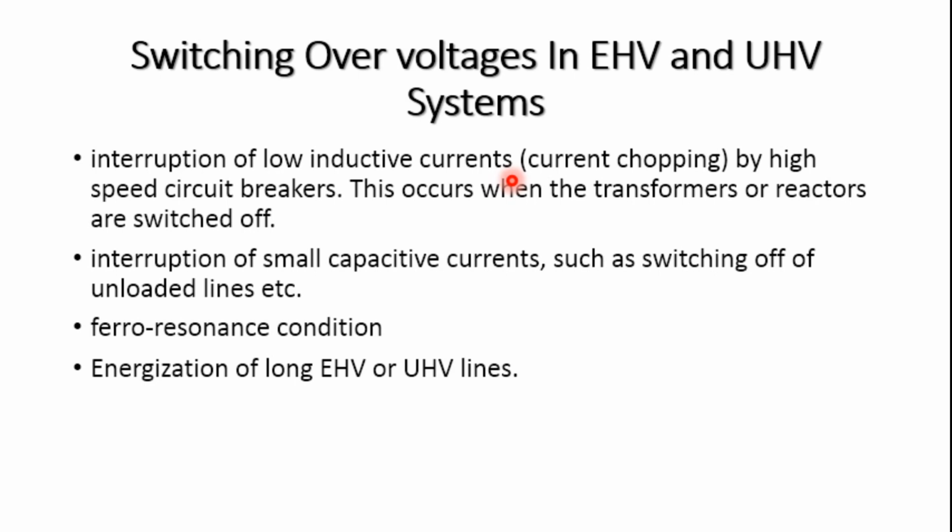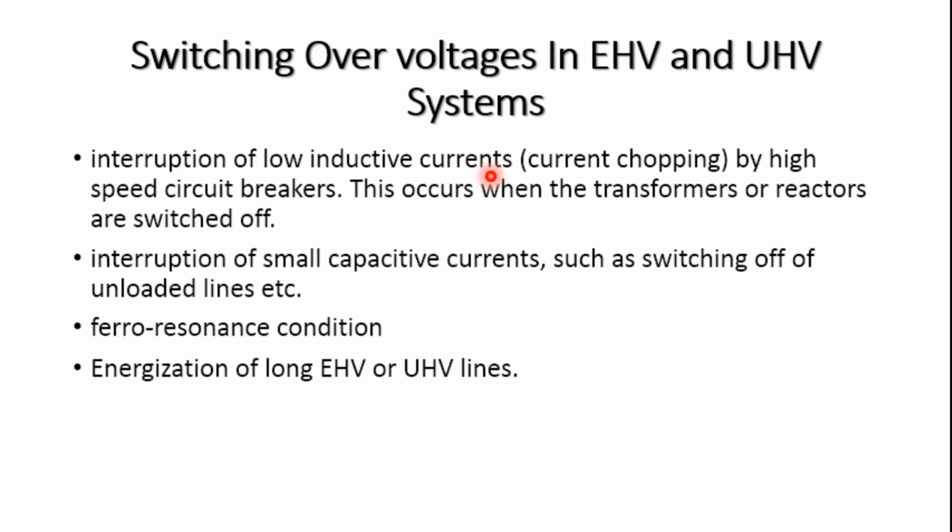Further, we have switching over voltage of higher magnitude as compared to the lightning over voltages for UHV systems. Whereas in the case of the over voltages generated in the EHV system, there is a sudden release of energy, that is, the internal energy which is stored either in electrostatic or electromagnetic form.